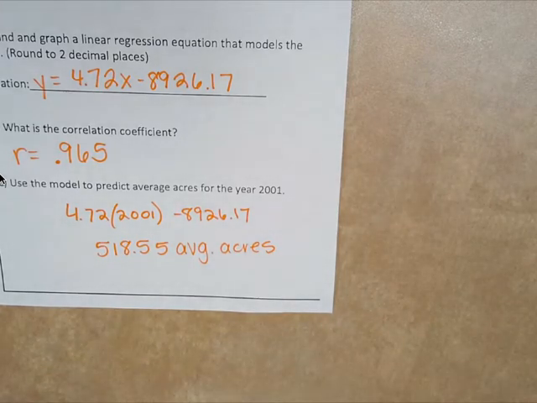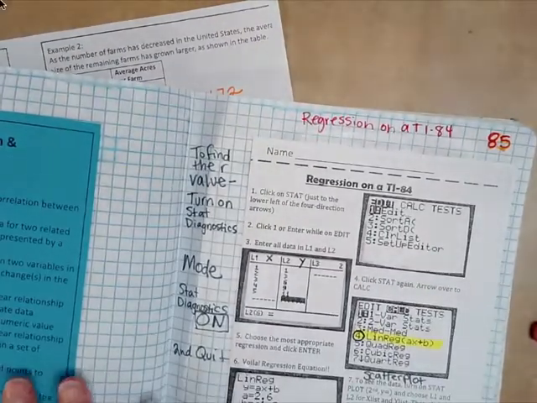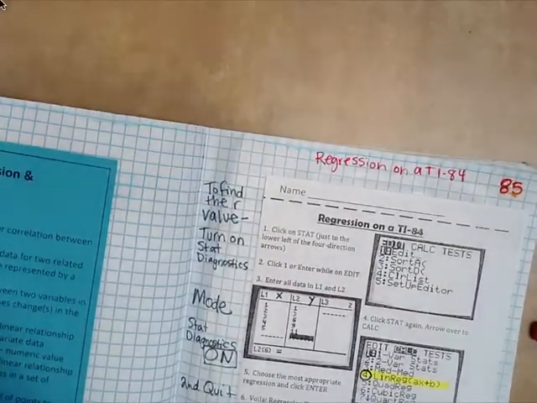Okay, you're going to glue this in your journal on page 85. And then I'm going to pass out your assignment.